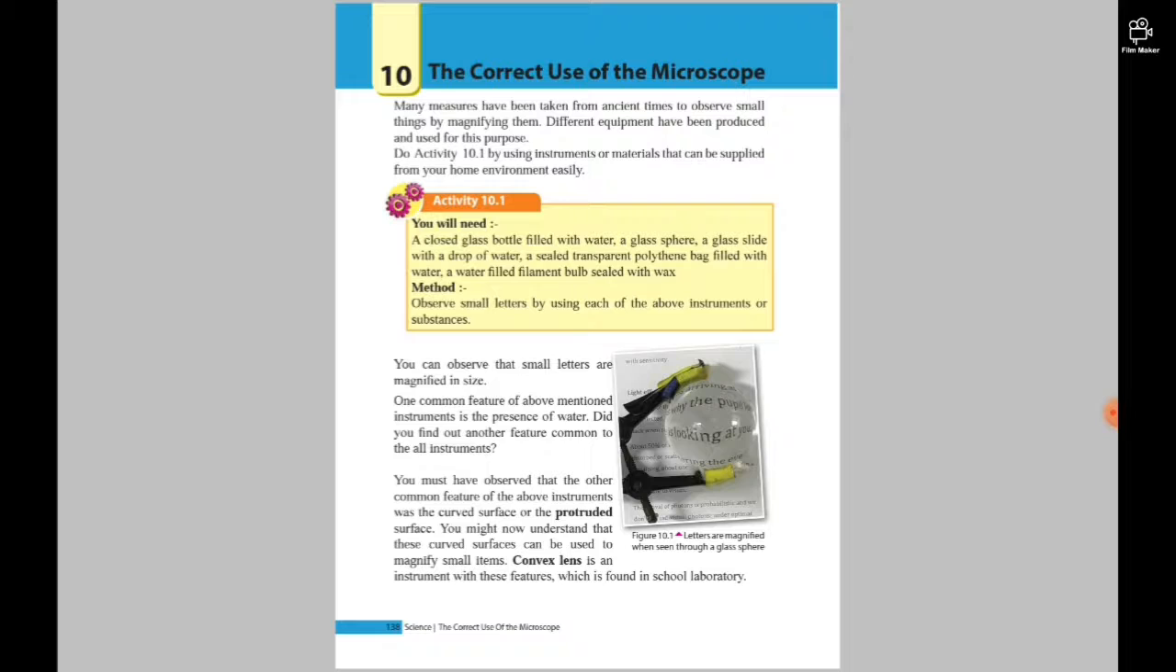So a convex lens is an instrument with these features which is found in a school laboratory. In this lesson, I will do the light lesson also, but please hear that convex mirrors and convex lens mean different things. A convex mirror is a mirror, and a convex lens is not a mirror, we can look through it. So that is found in the school laboratory. That's the thing you have to learn.